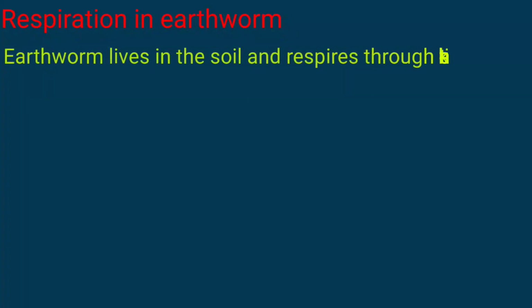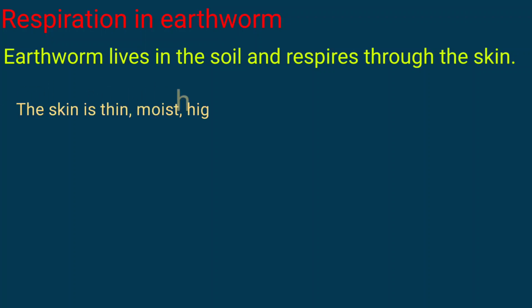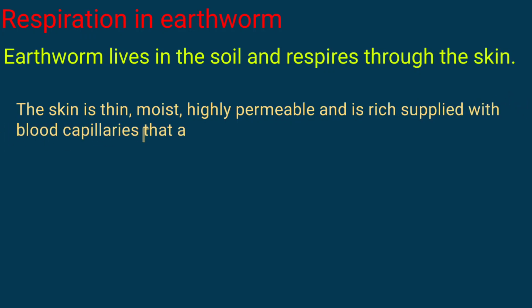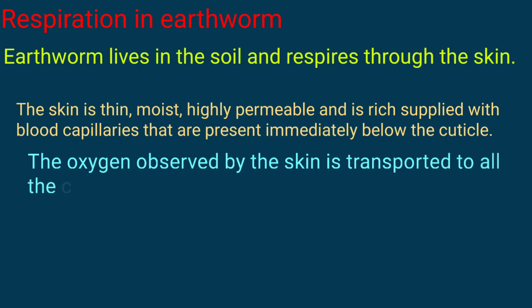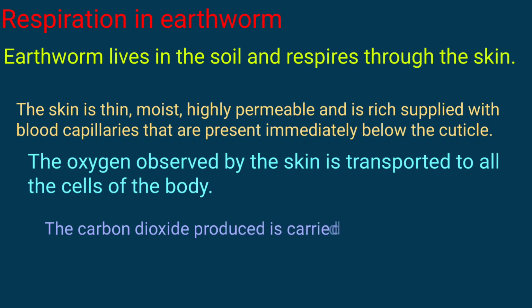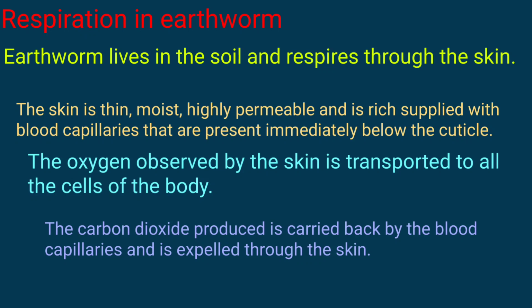Respiration in earthworm. Earthworms live in the soil and respire through the skin. The skin is thin, moist, highly permeable and richly supplied with blood capillaries that are present immediately below the cuticle. The oxygen absorbed by the skin is transported to all the cells of the body. The carbon dioxide produced is carried back by the blood capillaries and is expelled through the skin.